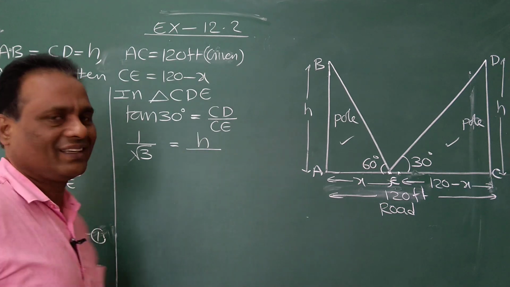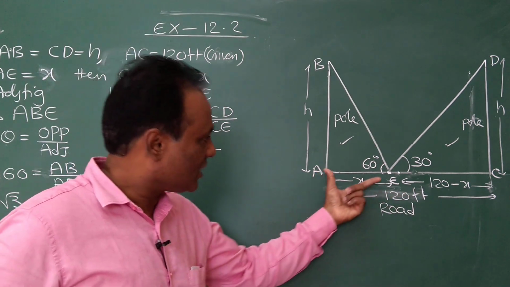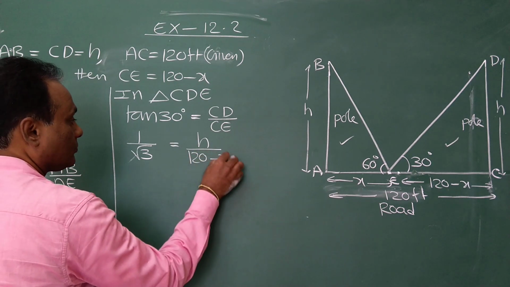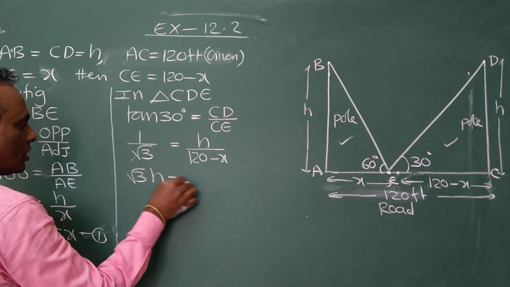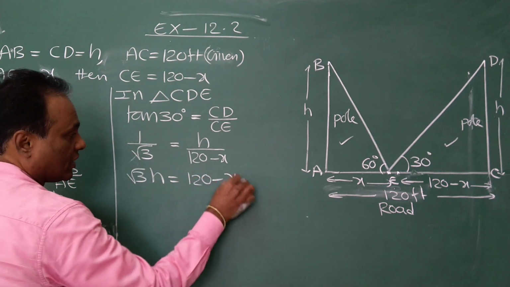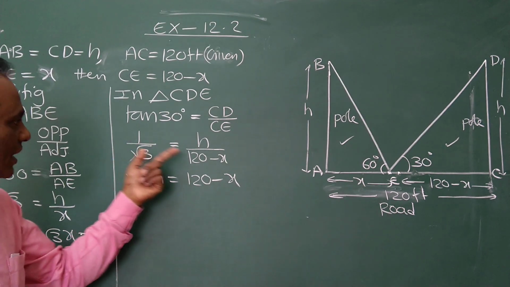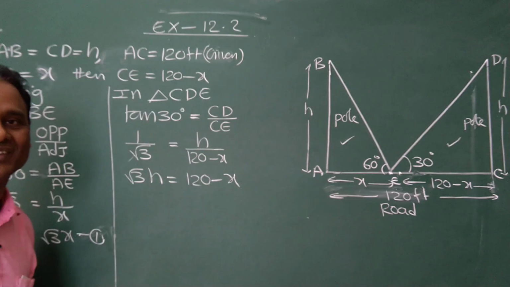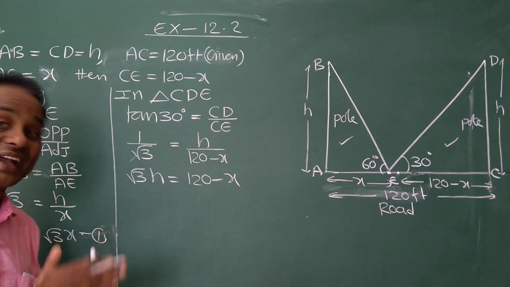H by CE, and CE is 120 minus X, because total is 120. Cross multiply. Root 3 into H is equal to 1 into 120 minus X. We got another equation. Now, from these two, combine them, get X value and H value.